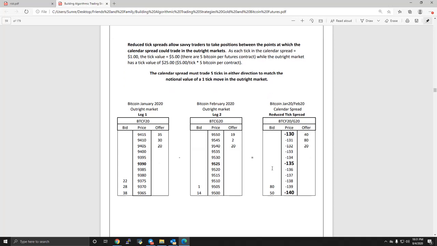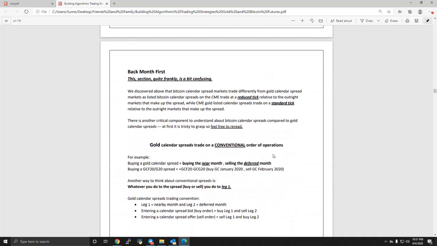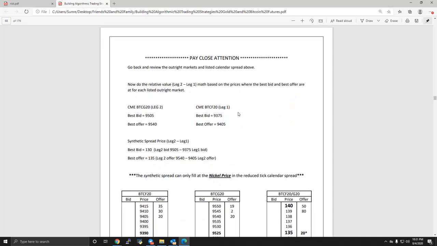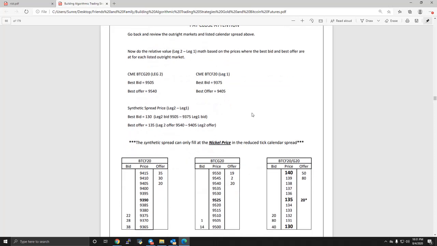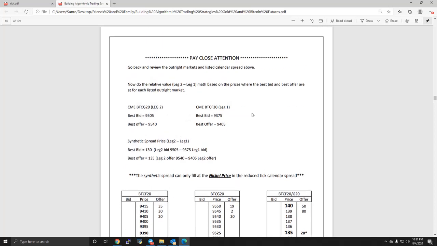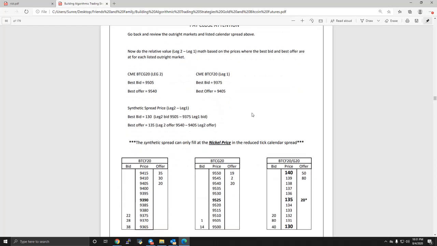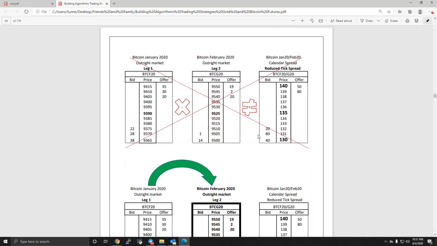And the more savvy a trader is, the more opportunity can become available to that trader if you can grasp this reduced tick calendar spread. I think it'll become more clear once we begin bidding and offering synthetically. So that is a quick look at the reduced tick spread.